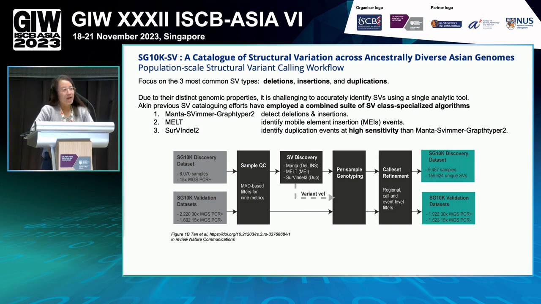So in order to identify the three different SV classes, we use different tools. We use Manta, SMuFin, and GraphTyper for deletions and insertions. For the mobile element insertions, we use a very specialized tool known as MELT. And lastly, for duplications, we used an in-house tool called SurfIndel, which has a higher sensitivity in calling duplications compared to the Manta, SMuFin, and GraphTyper pipeline. This is the pipeline that we use to identify the structural variations in our SG10K dataset.